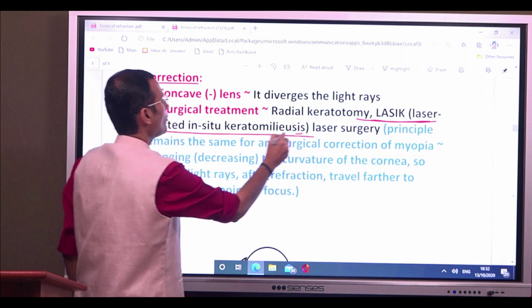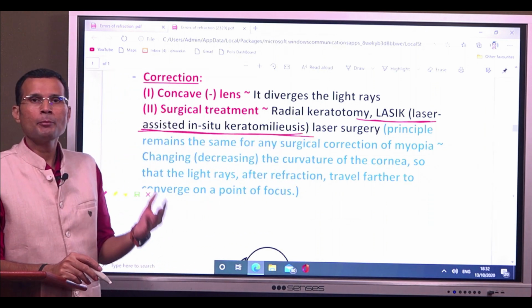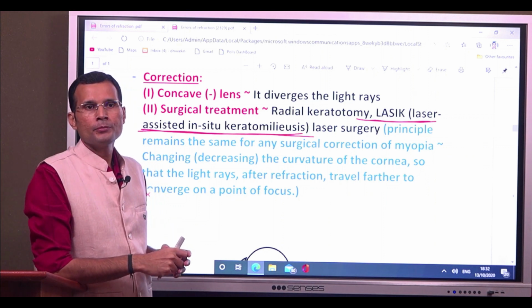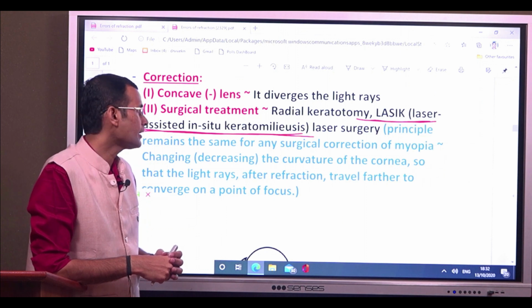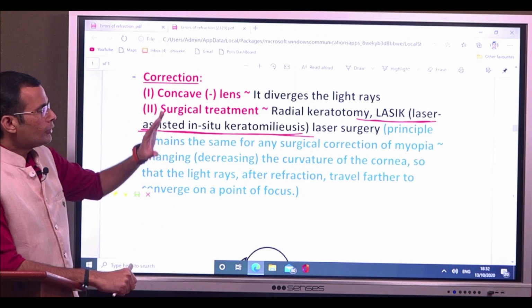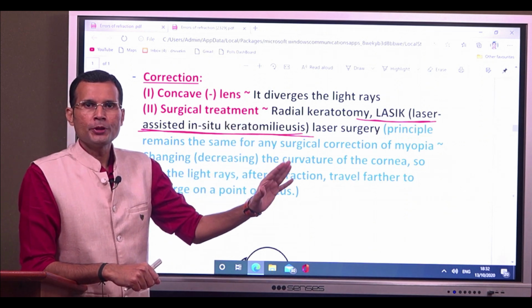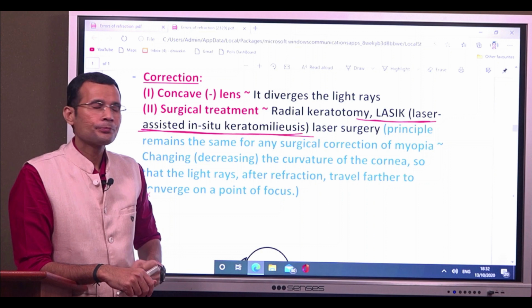Very commonly performed these days, the LASIK. Somebody has glasses with high power. They go for this kind of treatment, LASIK, the laser surgery. Now, either it is radial keratotomy. Keratos is cornea.